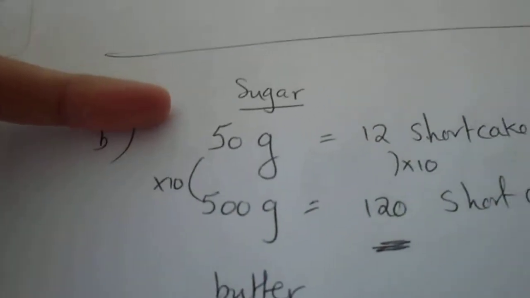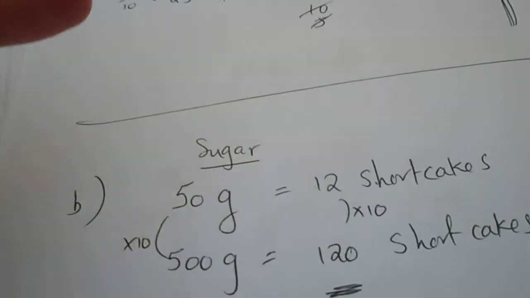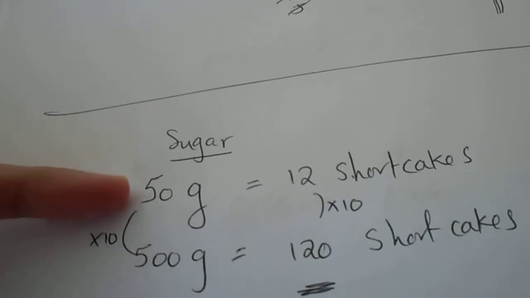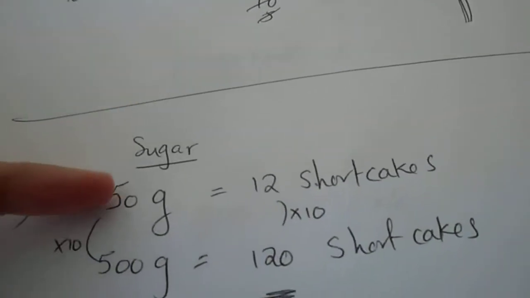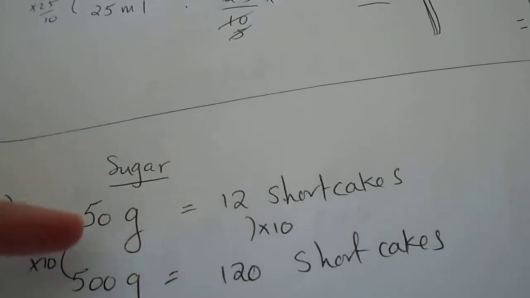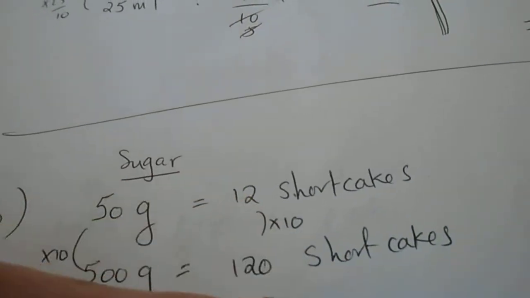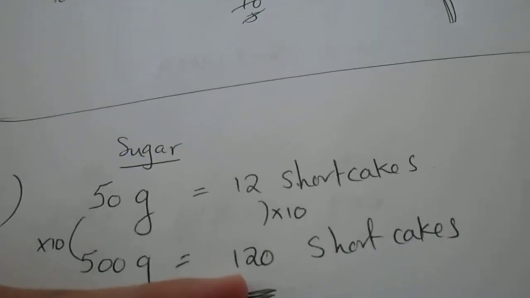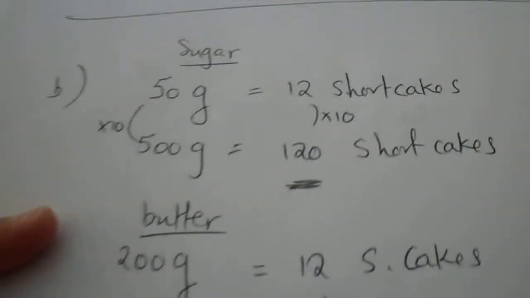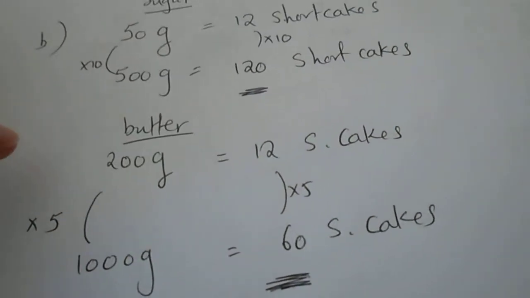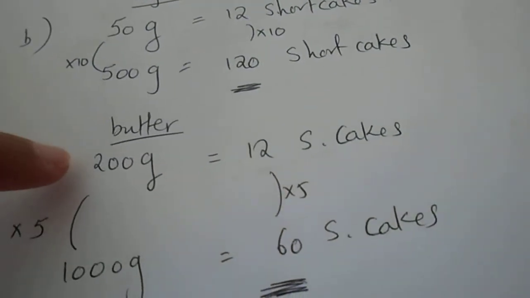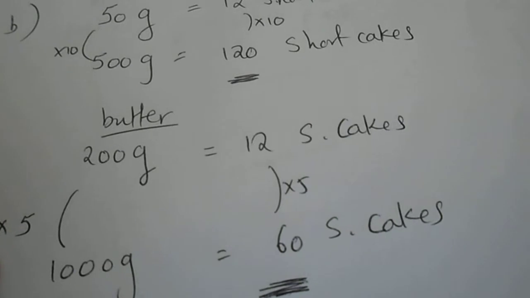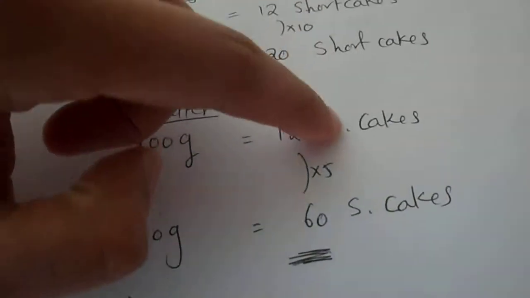So for 50 grams, you need 12 shortcakes. What do you need to do to 50 to get 500 grams? You multiply by 10. Whatever you do to one side of your ratio, you do the same to the other. 12 times 10 is 120. Likewise, for butter, 200 grams of butter equals 12 shortcakes. So to get from 200 to 1000, we multiply by 5. And I do the same to the other side and I get 60 shortcakes.